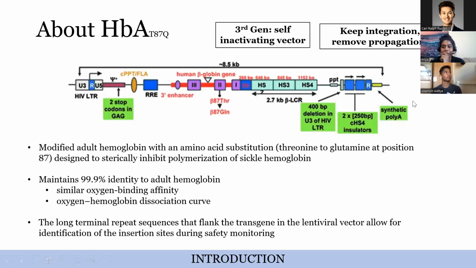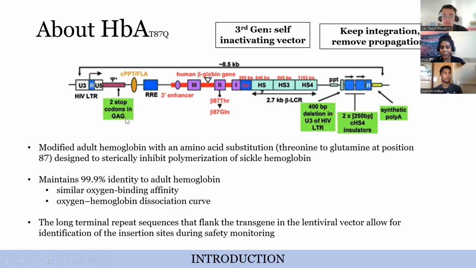So a little bit about this vector. It's a lentiviral vector, modified from the adult beta hemoglobin or beta globin, and it has an amino acid substitution, which sterically inhibits the polymerization of sickle hemoglobin. I mentioned way earlier in the background that the reason sickling happens is because the beta globins polymerize. With this modified hemoglobin, that doesn't happen because of this steric inhibition.